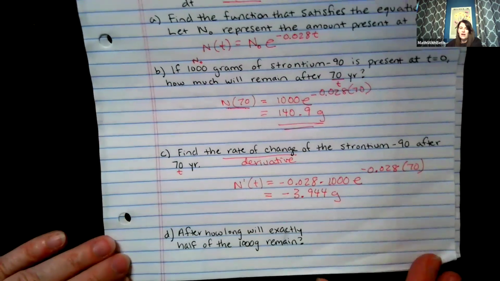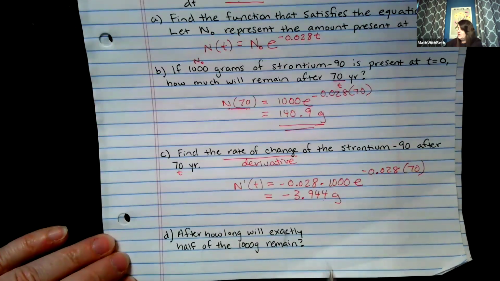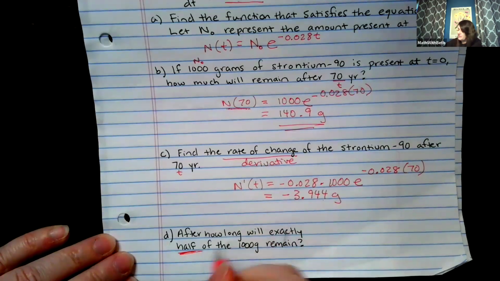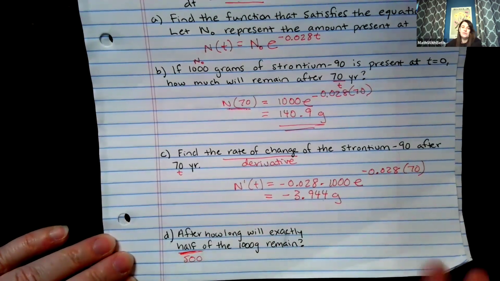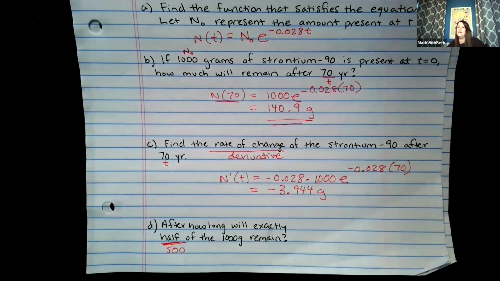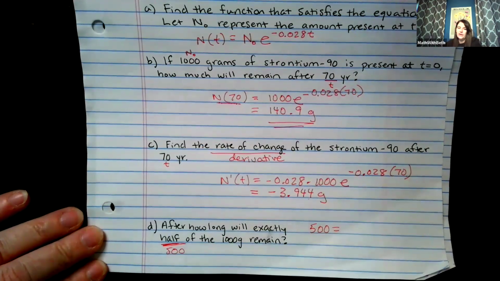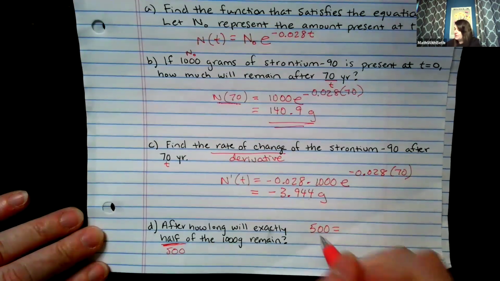And then finally, after how long will exactly half of 1,000 grams remain? Well, half of 1,000 would just be 500. So they're basically asking us how long, what would be the t when there's only 500 grams left. So this time we would plug the 500 over there because that's the present value.